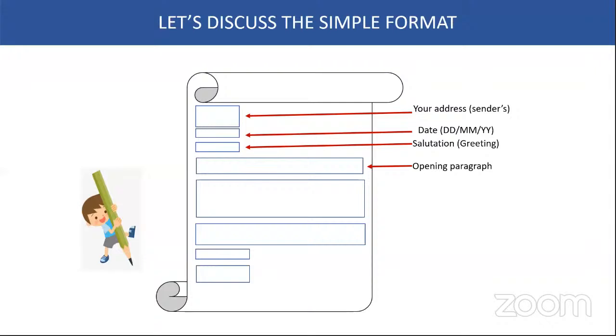What are the things that you are going to include in that opening paragraph? You ask the receiver's health and about his or her family. Sometimes you mention why you are writing this letter. So those things you are going to include in this opening paragraph.